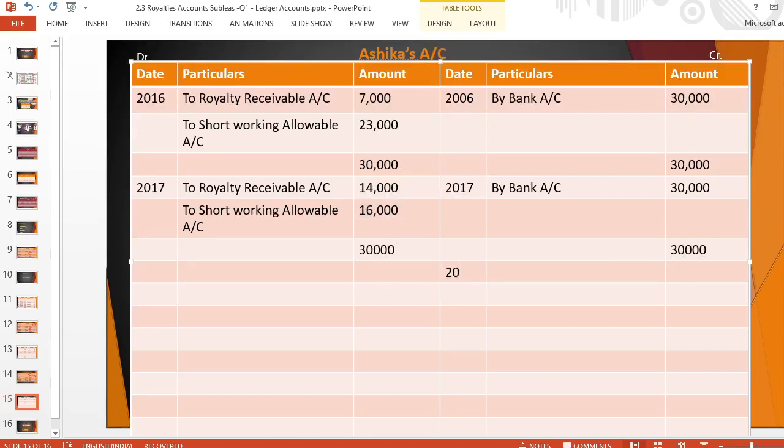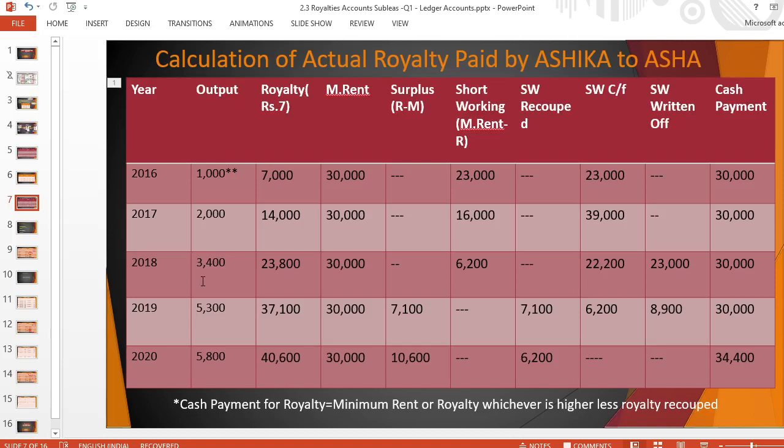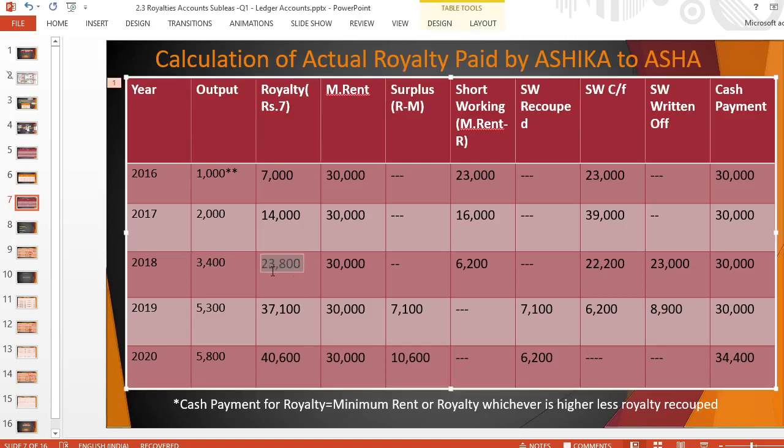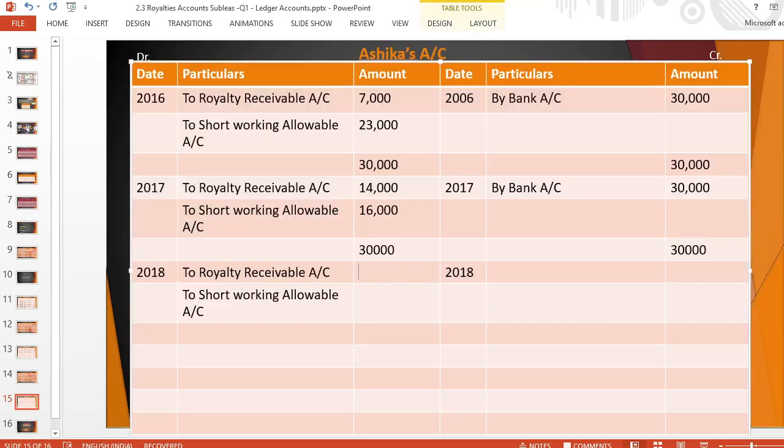And in the year 2018, again the same transaction repeats. The first thing, royalty as well as short working due. So here in the year 2018, it's 23,800 and 6,200. I'll record 23,800 and 6,200. So the final payment in the year 2018 is again 30,000 rupees. I'll close the books for the third year, 30,000 rupees here and 30,000 rupees here.